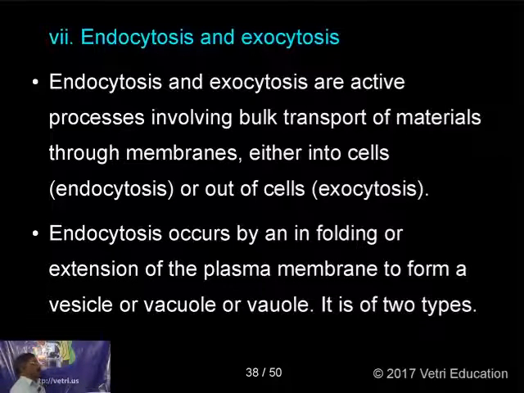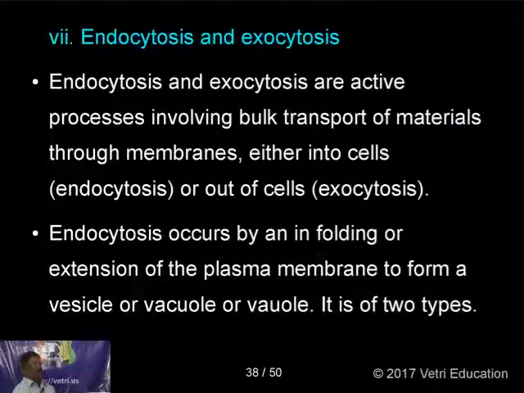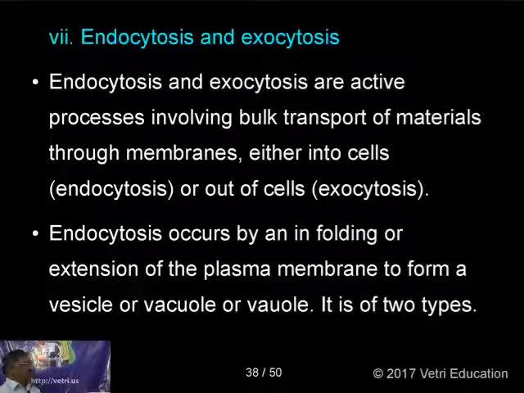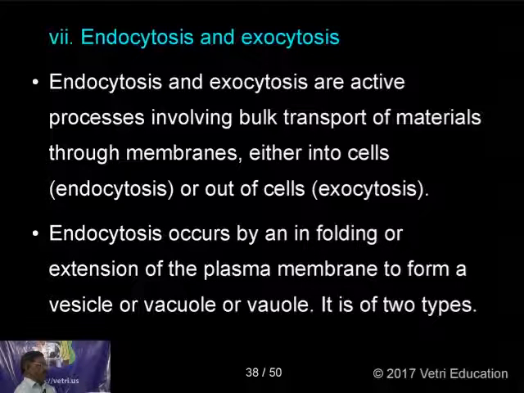Another thing is endocytosis and exocytosis. These are two technical terms you have to remember. Endocytosis and exocytosis are active processes involving the bulk transport of materials through the membranes, either into the cell, that is endo, or out of the cell, that is exocytosis. Endocytosis occurs by an infolding or extension of the plasma membrane to form a vesicle or a vacuole.